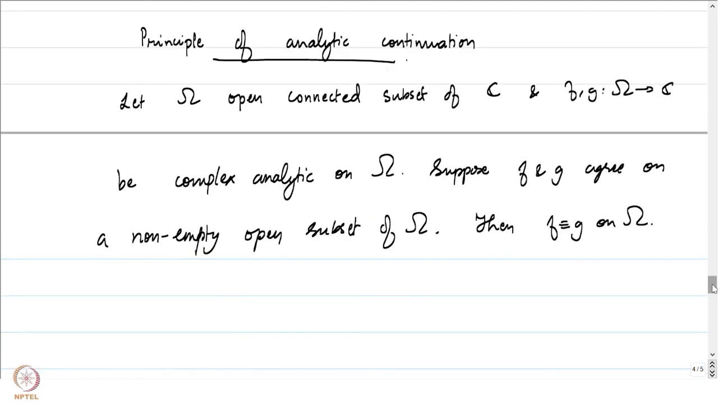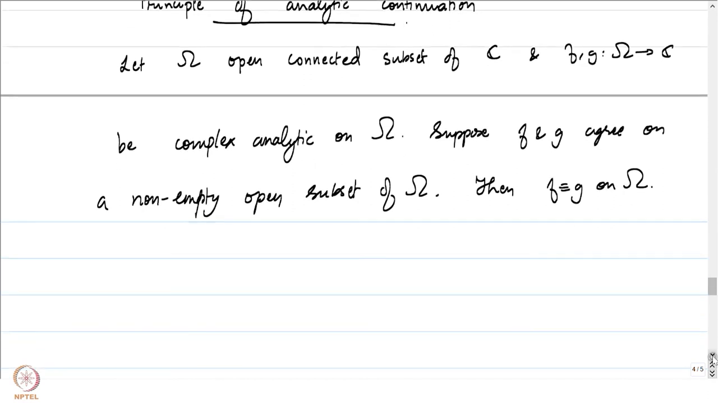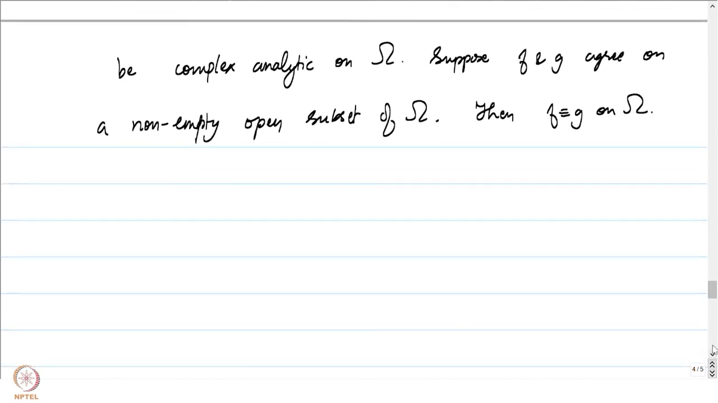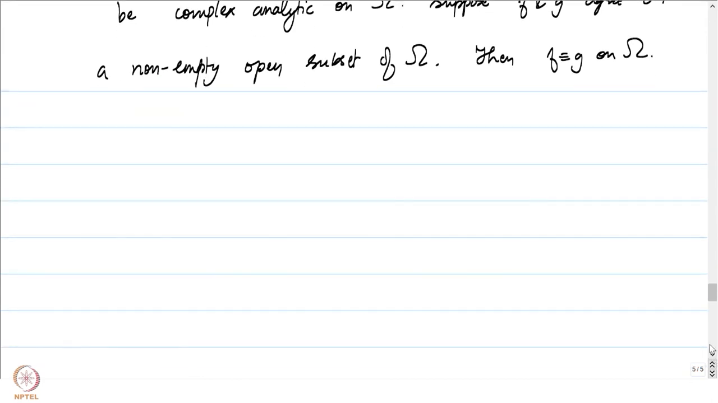The principle of analytic continuation tells us something very substantial. So, for example, if omega was the entire complex plane, that means that f and g would be entire functions. Now, if f and g agree on a small neighborhood of 0, let us look at say a disk of radius half around 0, that forces f to be equal to g on the entire complex plane. Some sense of rigidity always is associated with the imposition of holomorphicity on f. Let us give a proof of this statement.